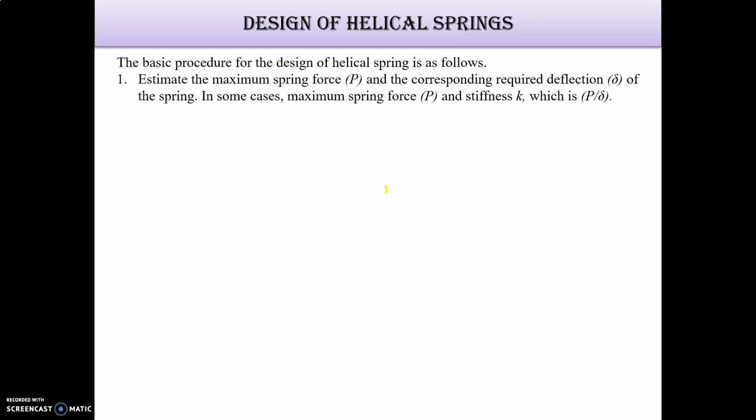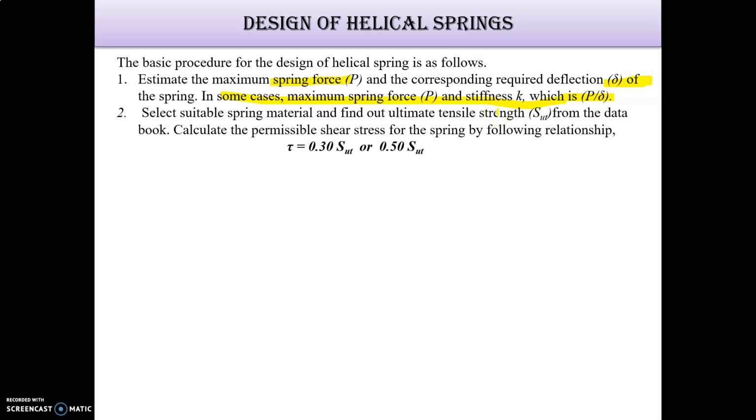It's a basic procedure. First, we need to find out the maximum spring force on which it is going to act, and the corresponding required deflection. What type of deflection do we want? In some cases, we take the maximum spring force and the stiffness K, which is P by delta, as a ratio. After that, we have to select a proper material for it.